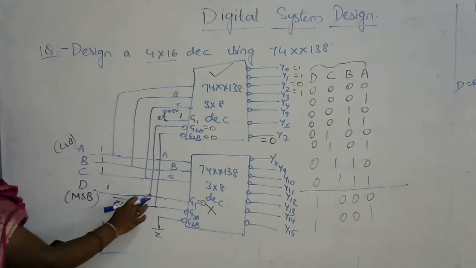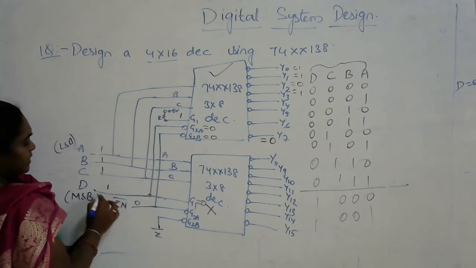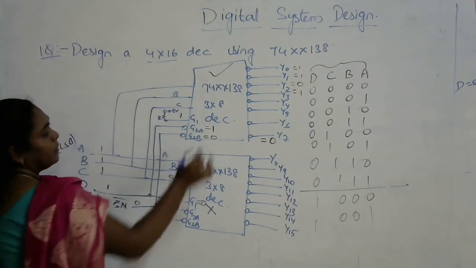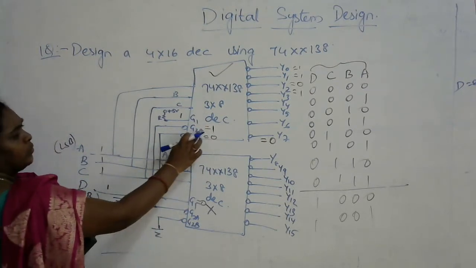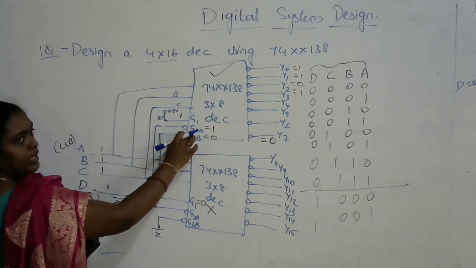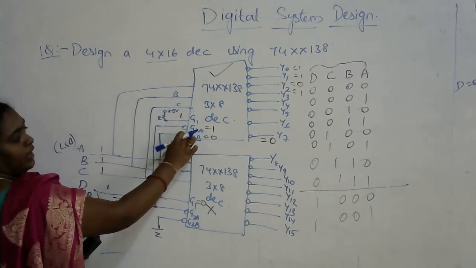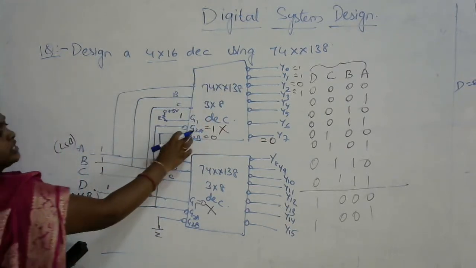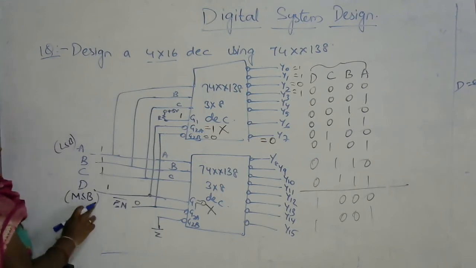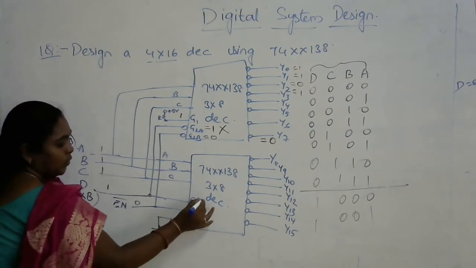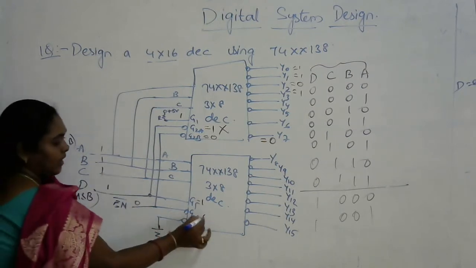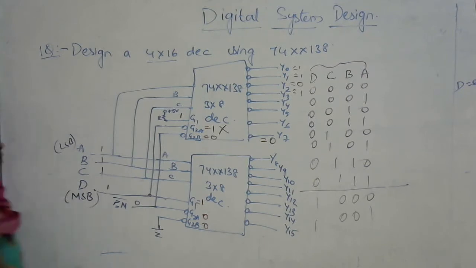When D is equivalent to 1, that itself indicates this D is connected towards the G2A of the first decoder. So G2A now becomes 1. When G2A is equivalent to 1, as G2A is an active low enable pin, it won't function. So the first decoder is not going to function because G2A value is equivalent to 1. When D is equivalent to 1, G1 is equivalent to 1 and enable bar is equivalent to 0. So G2A value is 0, G2B value is 0. So only the second decoder is going to function.